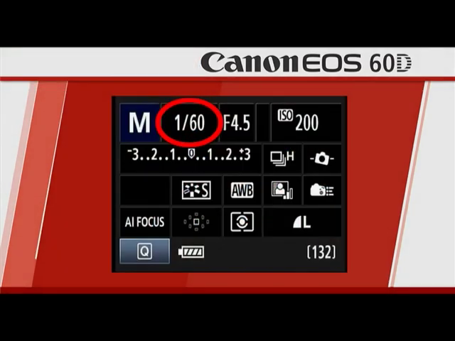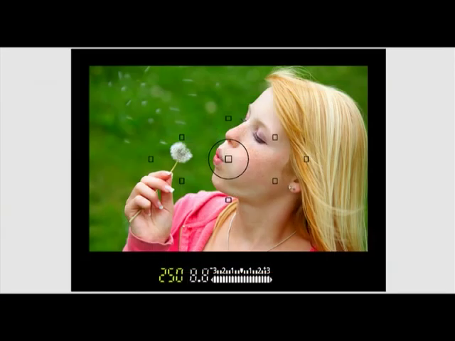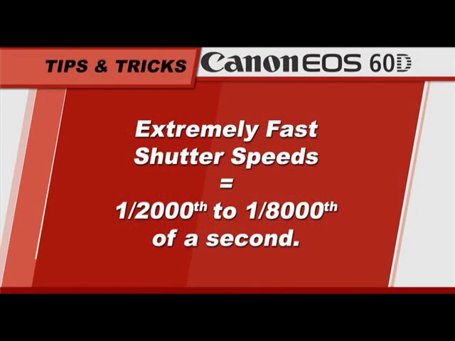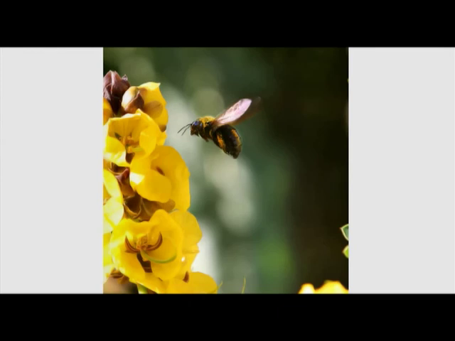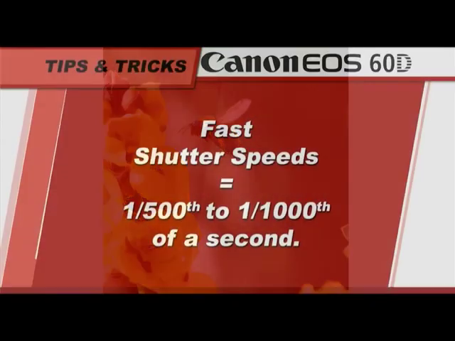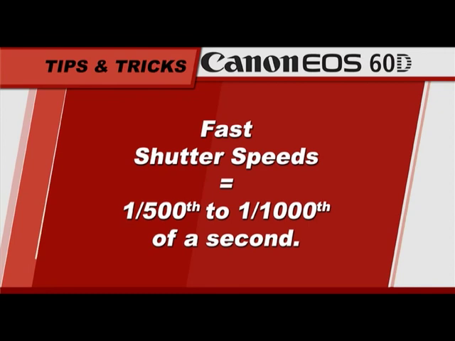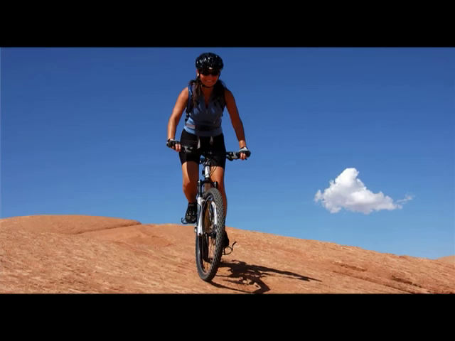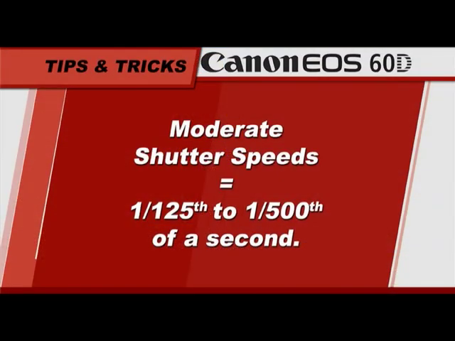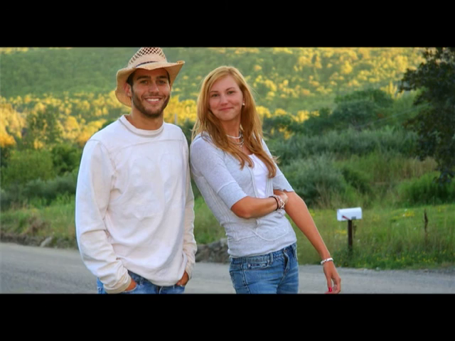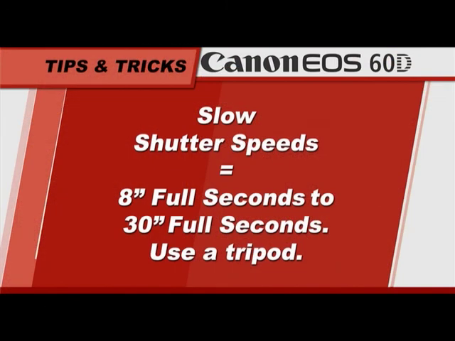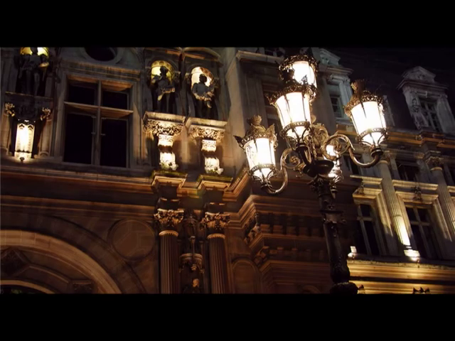The LCD monitor displays the shutter speed as a fraction. Within the viewfinder, the shutter speed is indicated with just a denominator. A fast shutter speed of 1/2000th to 1/8000th could be used to freeze the wings of a bee or the blades of a helicopter in flight. A shutter speed of 1/500th to 1/1000th would be good for freezing action at a sporting event. A moderate shutter speed of 1/125th to 1/500th could be used for taking portraits of friends or family. The slowest shutter speeds fall in the realm of 8 to 30 seconds. These shutter speeds are typically used for shooting subjects at night.